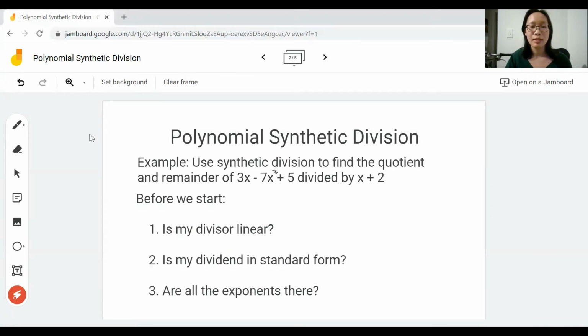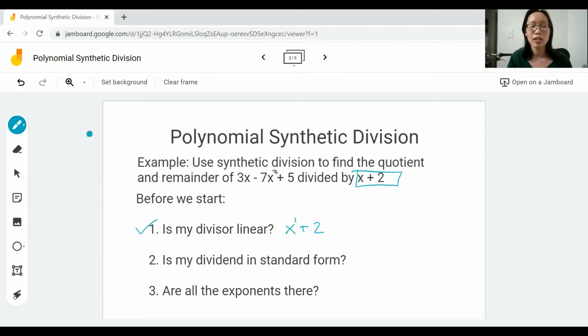Here we're being asked to use synthetic division to find the quotient and remainder of 3x minus 7x cubed plus 5 divided by x plus 2. Before we start, I have to ask myself 3 questions. The first is, is my divisor linear? So my divisor is my x plus 2. Is my highest exponent of x 1? Yes, so that's good. We can move on.